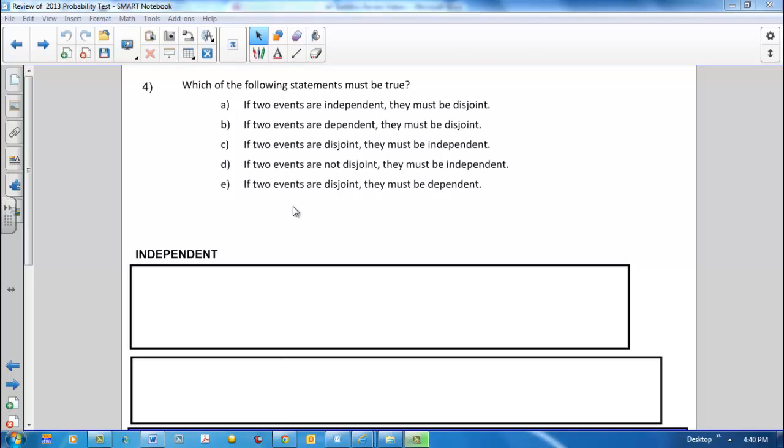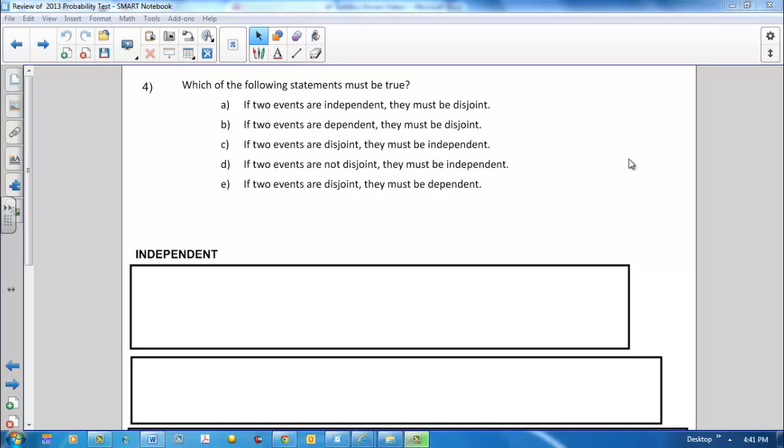Multiple choice question 4. Which of the following statements must be true? If two events are independent, they must be disjoint. If two events are dependent, they must be disjoint. If two events are disjoint, they must be independent. If two events are not disjoint, they must be independent. If two events are disjoint, they must be dependent.